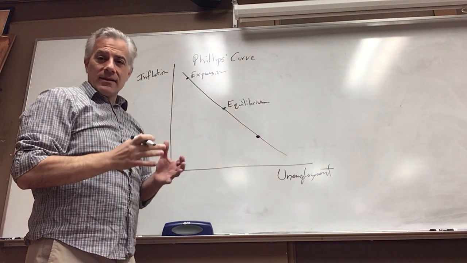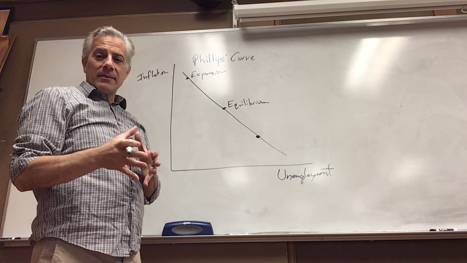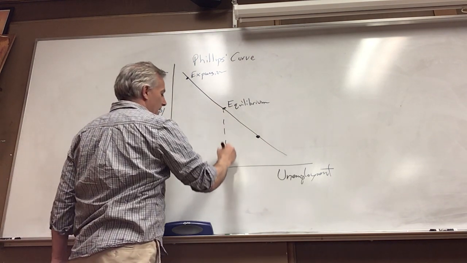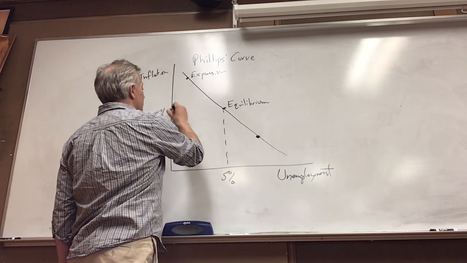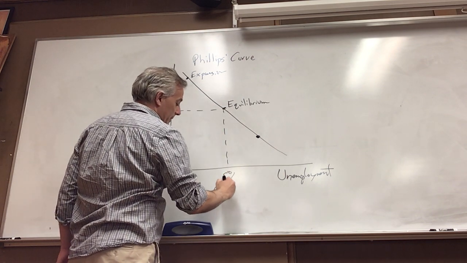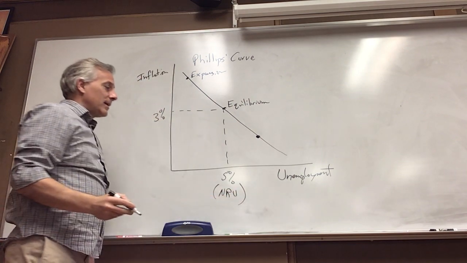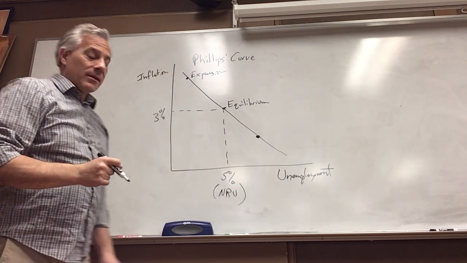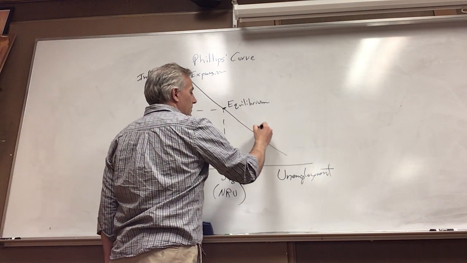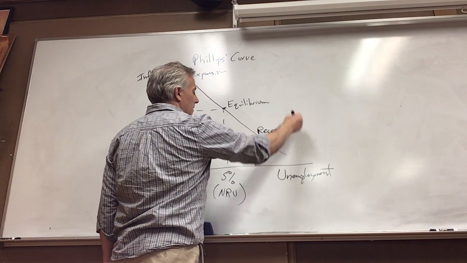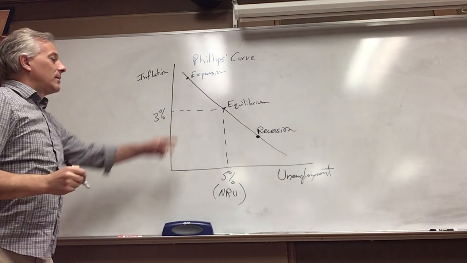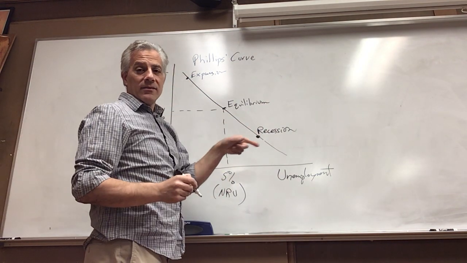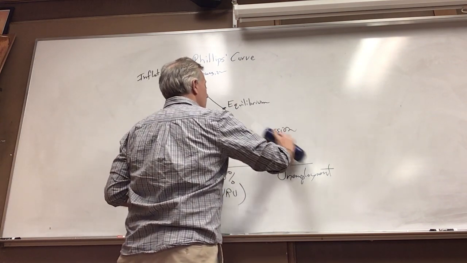Aiden Vargas, what are the equilibriums for inflation and unemployment? That's right, 3% inflation and 5% unemployment. We consider 5% to be the natural rate of unemployment. That means there's no cyclical unemployment. And then here we have recession or contraction, okay? All right, so expansion and recession are along this original curve, okay?